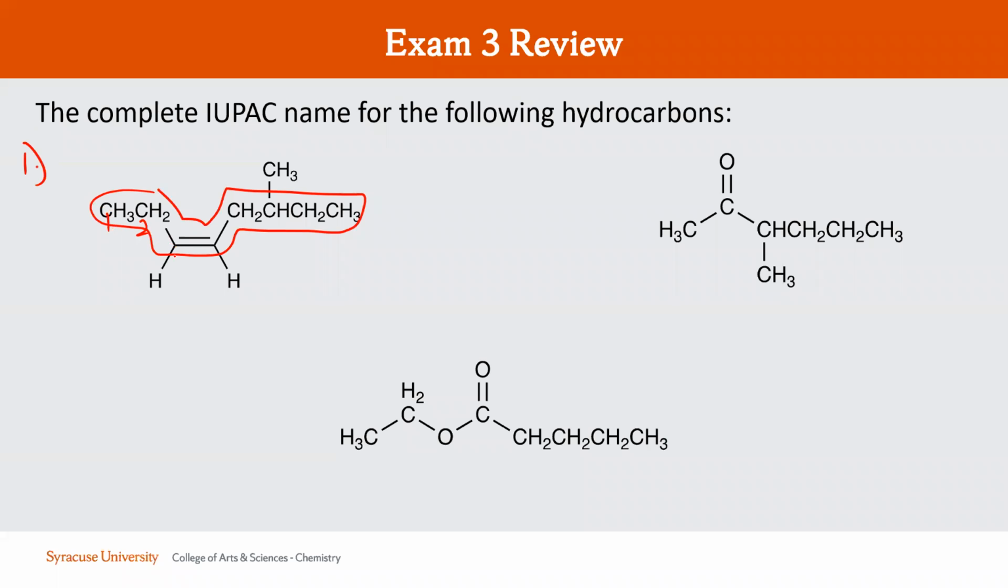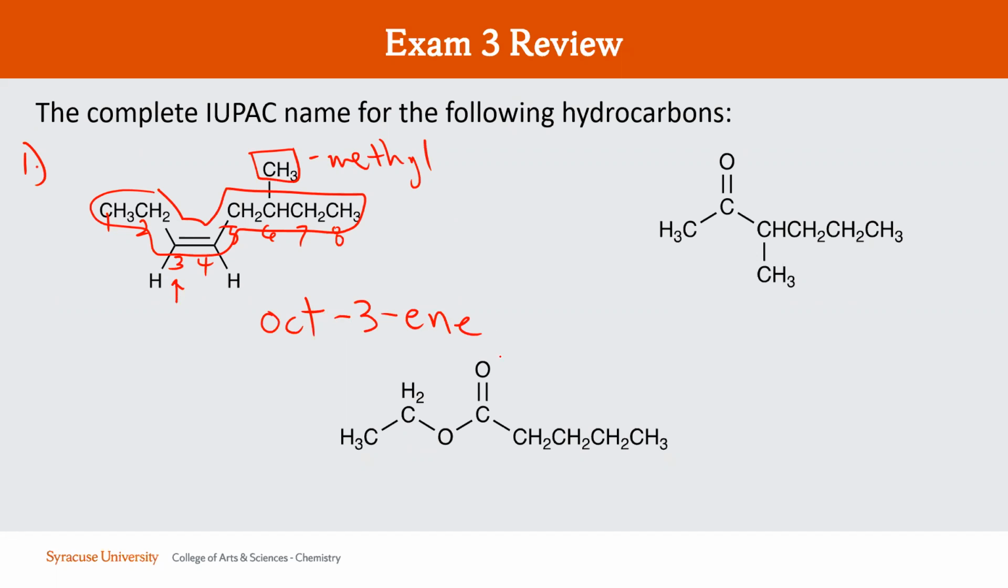So 1, 2, there's a carbon there, there's a carbon there. So that's 3, 4, 5, 6, 7, and 8. And then, so that's our base name. Yep, oct. We've got a methyl group on the 6th carbon, right? So we've got a methyl there. And my double bond is on the 3rd carbon, so oct-3-ene.